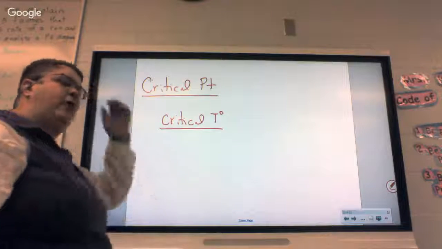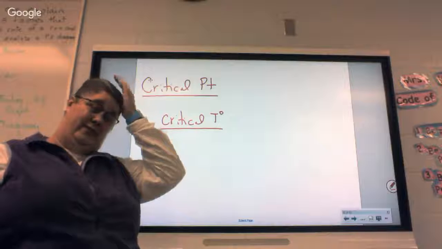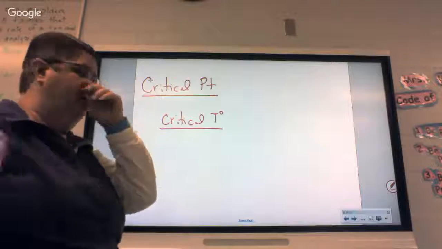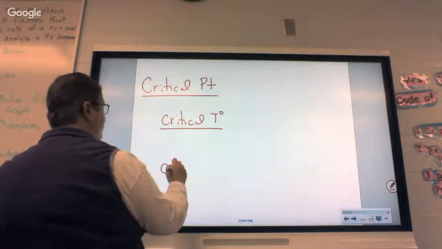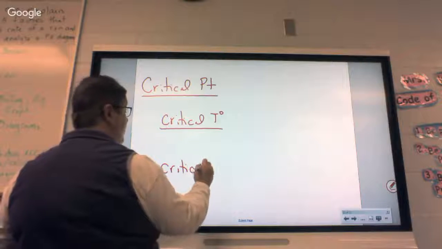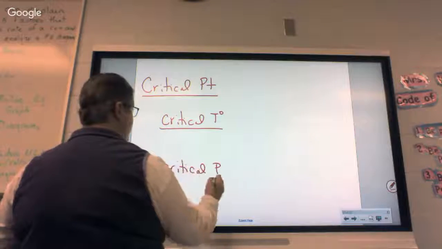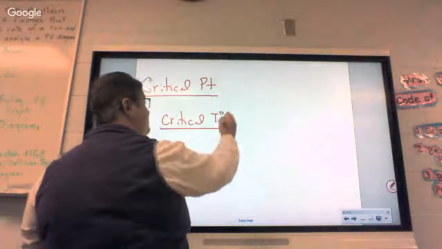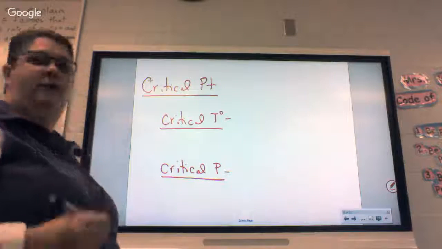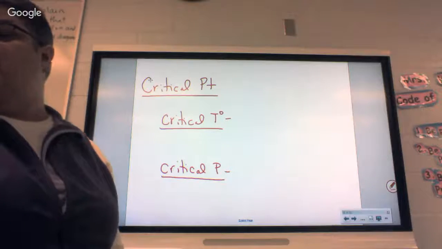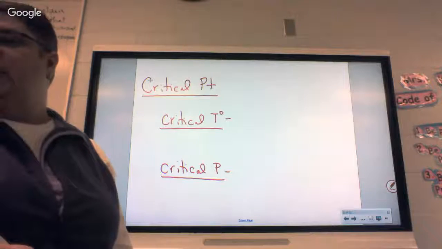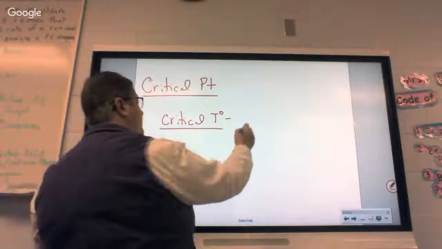Still survive. Alright. The critical point doesn't have one definition. The critical point has two definitions. It's defined as the critical temperature and the critical pressure. Why that is? No idea. I would have thought we'd have one definition and not two, but I don't know why.